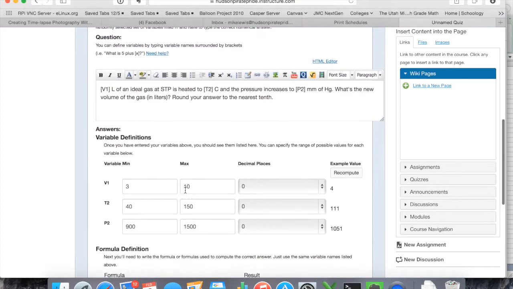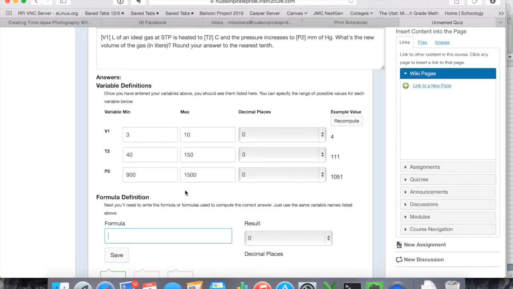Okay, well, so now I can put in my formula here. And the formula for this is essentially just P times V divided by T has to equal P times V divided by T, where these are the initial pressure, volume, and temperature, and these are the final pressure, volume, and temperature. So we'll replace these with what we need them to be.